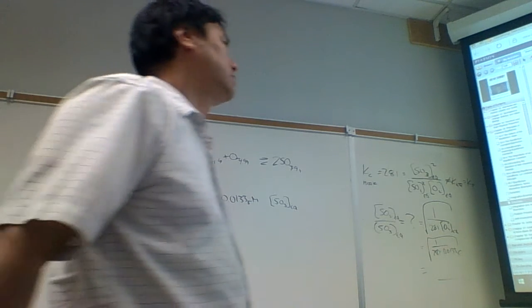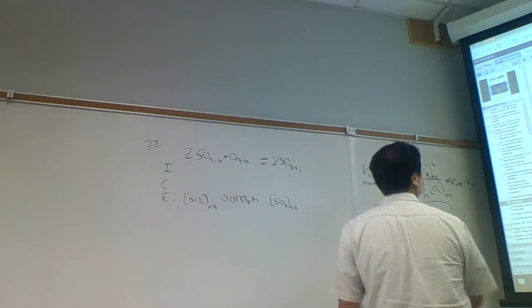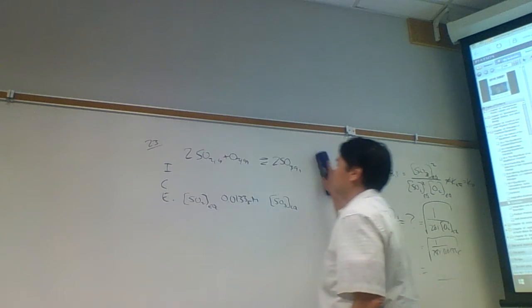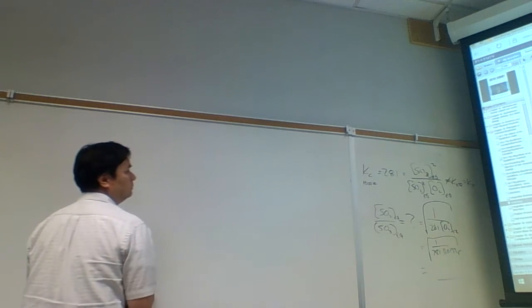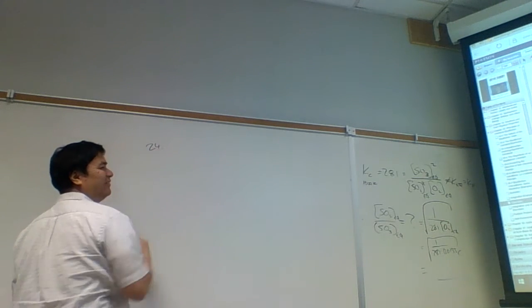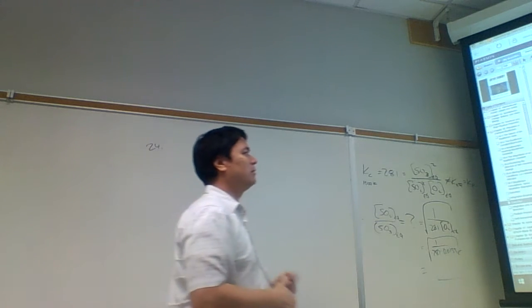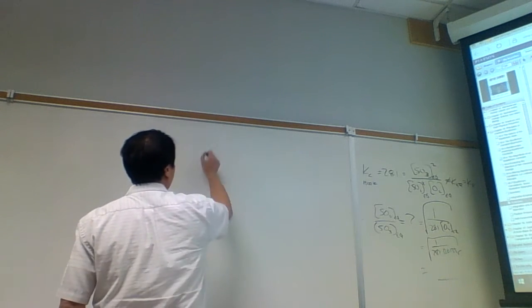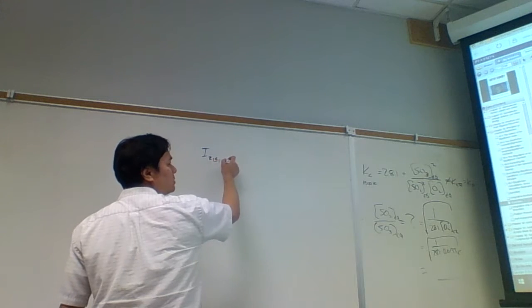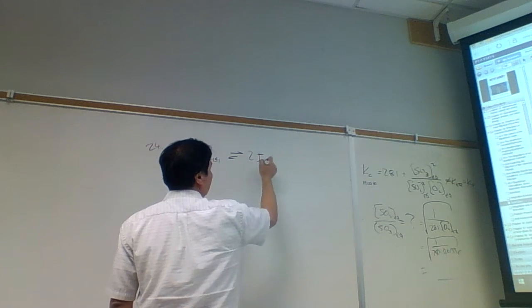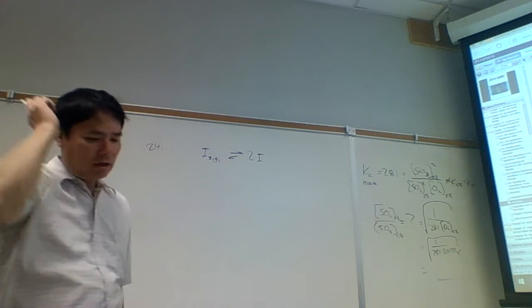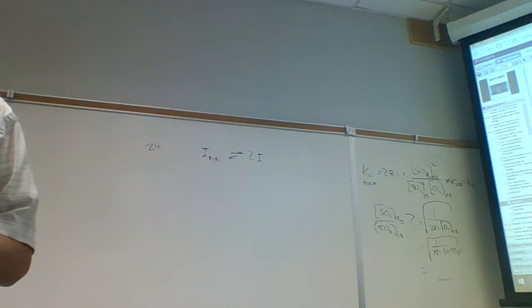All right, let's go on to number 24 here. Number 24, for the dissociation of iodine at about 1200 degrees C. So iodine's bonds aren't terribly strong. And so what happens is at high temperature, you dissociate. In fact, all molecules will dissociate at high temperature.